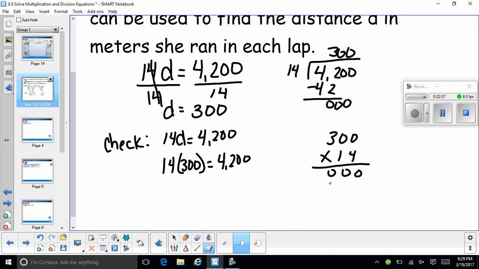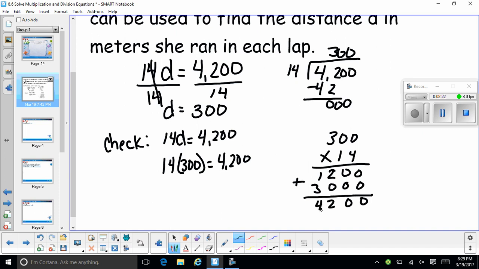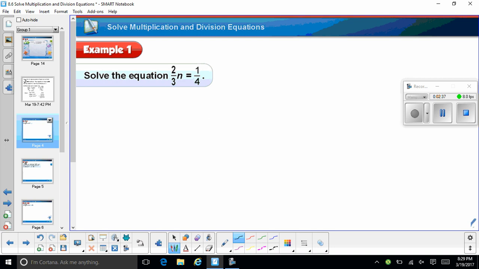Oops, mistake right there. Alright, so 4 times 0 times 0, that's zeros, and 4 times 3 is 12. To add them, alright, 4,200. And so I see in this case 4,200 does equal 4,200, and so my answer checks out to be correct. Let's go ahead and look at another one.